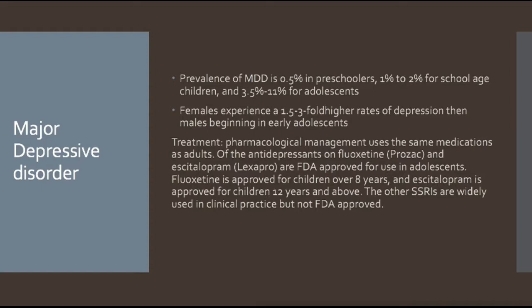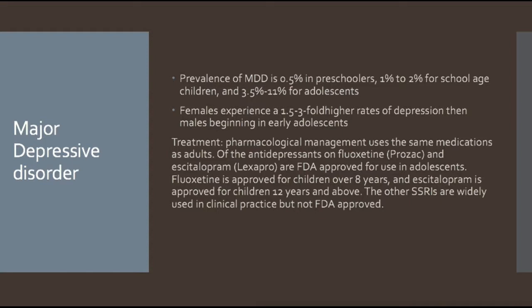So the prevalence of MDD, not as prevalent as adults, but it's about 0.5% in preschoolers, 1% to 2% for school-age children, and 3.5 to 11% for adolescents. So in my opinion, this makes perfect sense, right? Because obviously preschoolers, they're not really going to have a lot of depression unless the family life is really messed up, in which case that could be true. But for the most part, obviously preschoolers are not going to have as many issues with depression.